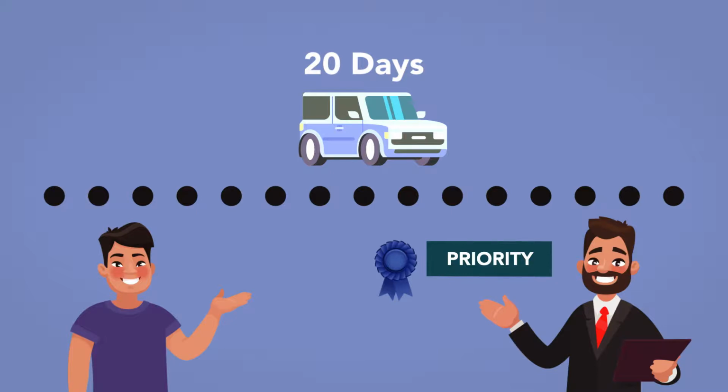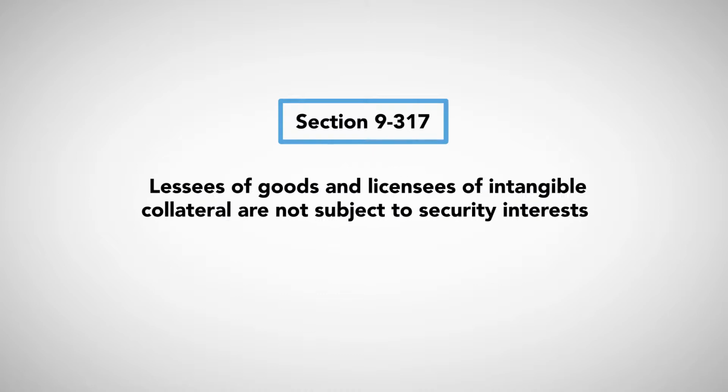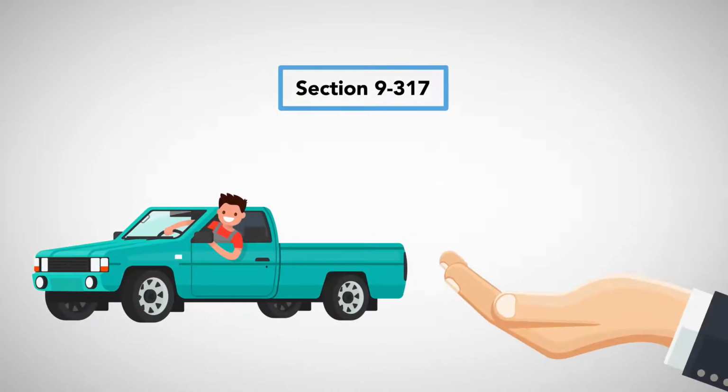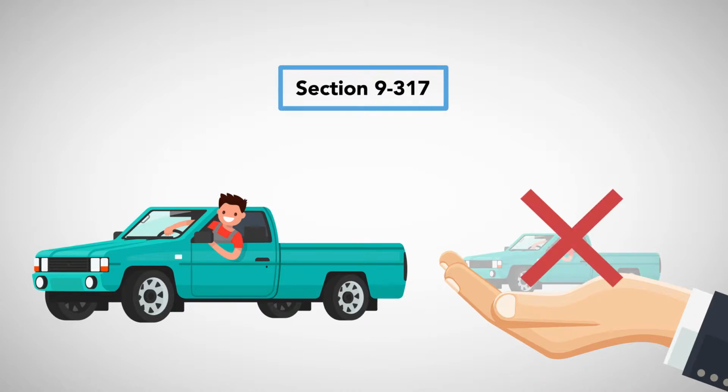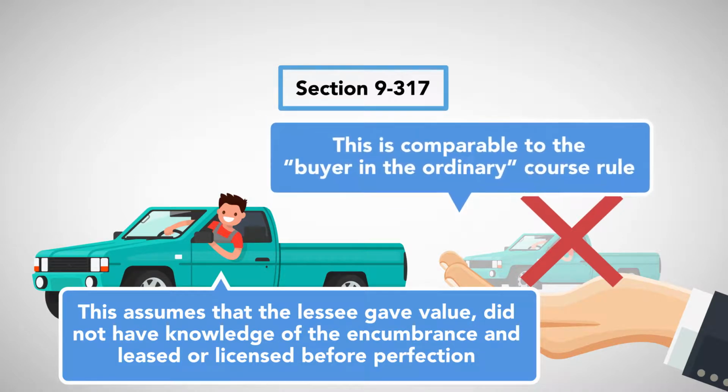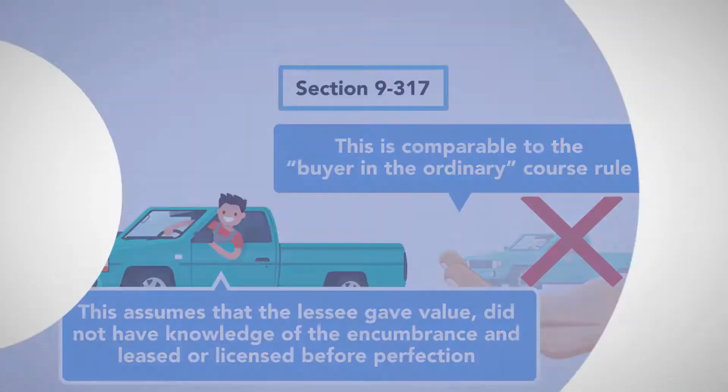Also under Section 9-317, lessees of goods and licensees of intangible collateral are not subject to security interests. So a car renter would not be subject to repossession during the period of the rental. This assumes that the lessee gave value, did not have knowledge of the encumbrance, and leased or licensed before perfection. This is comparable to a buyer in the ordinary course rule.